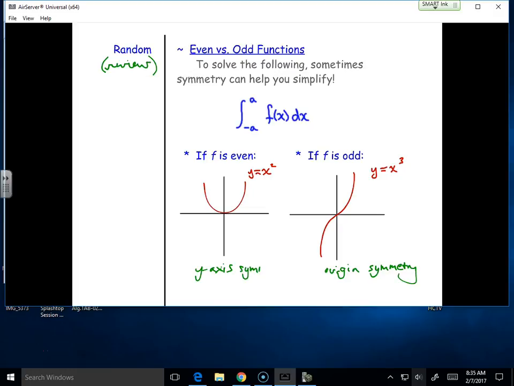My question to you is, if we are looking from negative a to a, which means we're looking from some point on the left and some point equidistant but on the right. Same thing for the odd. How do the areas of what's on the left and what's on the right relate? As for an even, how do the areas relate?